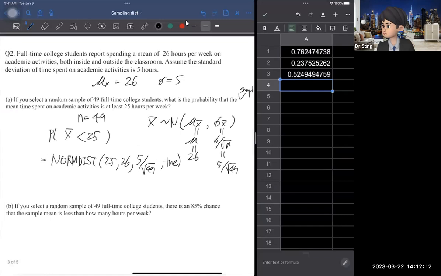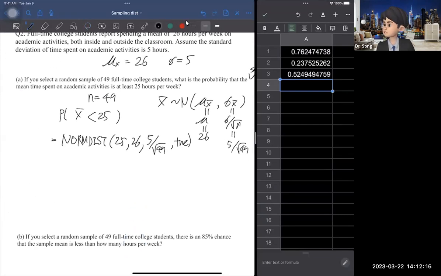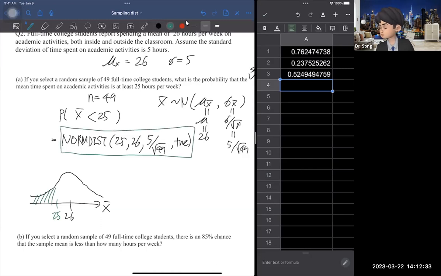Or you can visualize it. If you think this is a little bit tricky, then I recommend you draw the graph to make sure. So here's the x bar, and x bar follows a normal distribution by the central limit theorem, and the mean equals 26. And we want to find this probability, this green one, okay? And this is exactly the same.